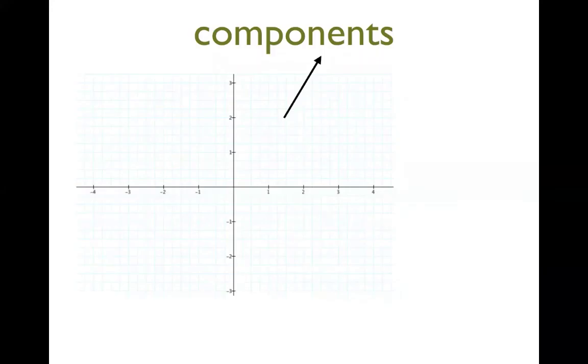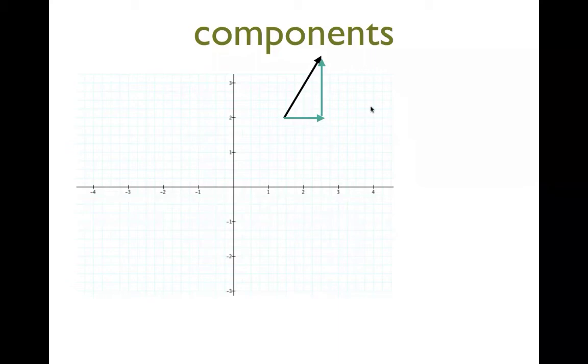Okay, so let's talk about components. I've got this vector here. It has both positive x and y components. So there's my x component, my y component, right? And if you add those two components together, you get the vector, right? Vector addition. Apply this vector, and then apply this vector in succession, add them. So tip to tail, you get the resulting vector is that one.